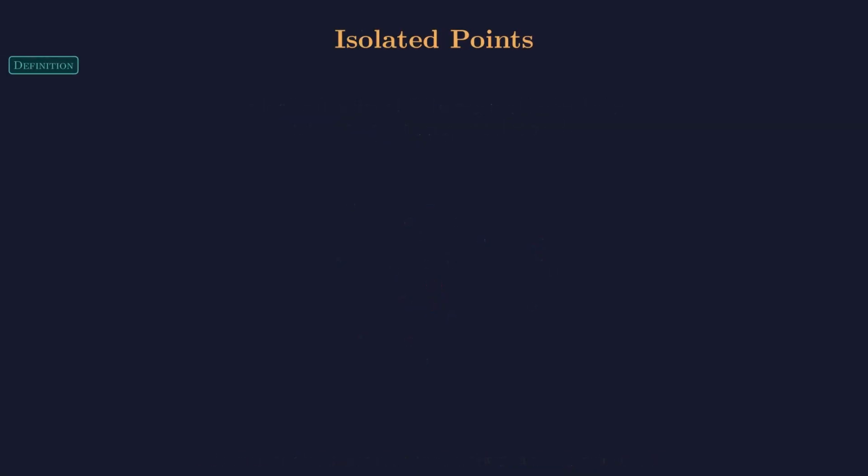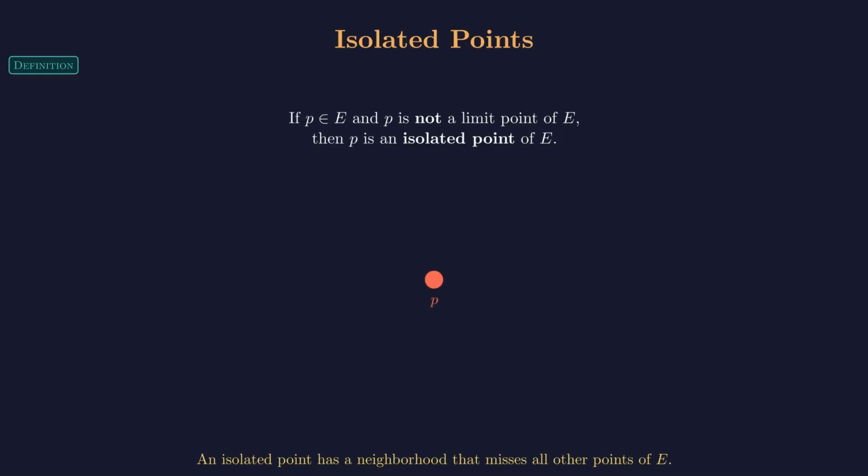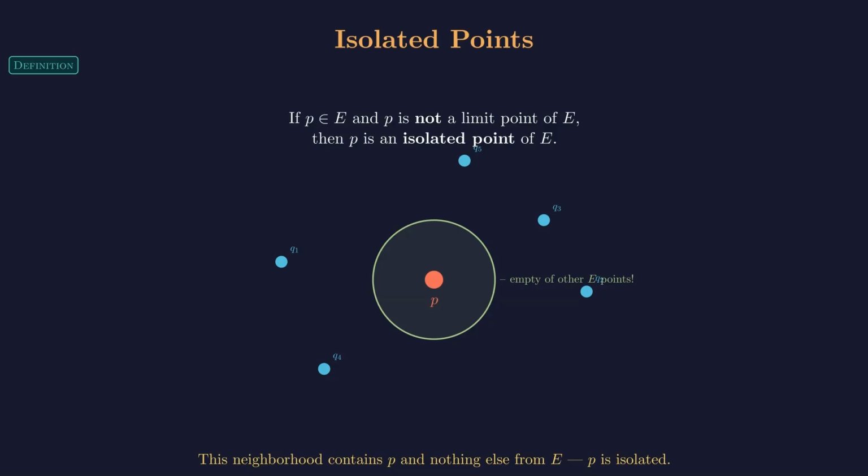Now, the opposite situation. If P belongs to E but is not a limit point, we call it an isolated point. That means we can draw a neighborhood around P that contains no other point of E at all. P sits alone, separated from the rest of the set.